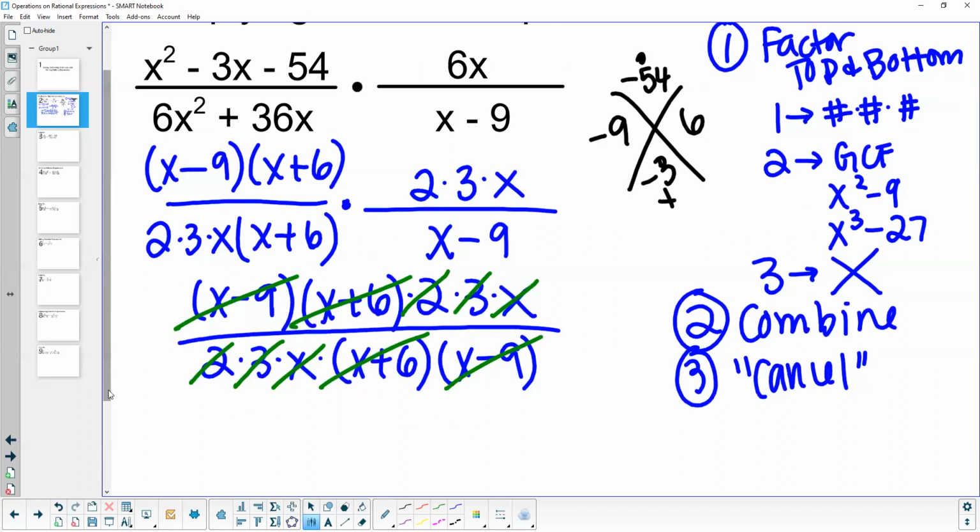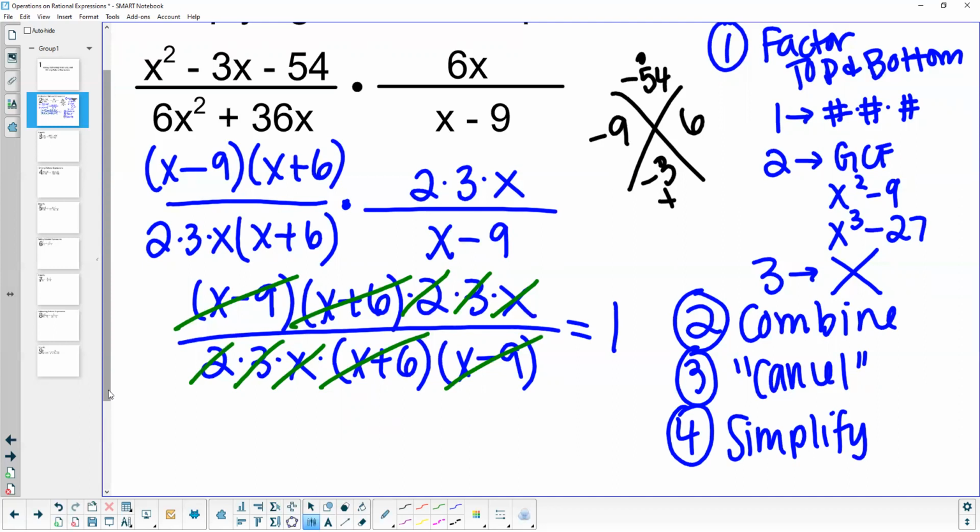If you have nothing left, or if you have something left after we cancel, the last thing is to write that simplified form. And that simplified form in this case is whatever's left on top and whatever's left on bottom. In our case, because we canceled everything out, it simplifies down into 1. However, if we still had an x plus 7 on the top, then it would be x plus 7. If we had a 3 on the bottom, it would be x plus 7 divided by 3.